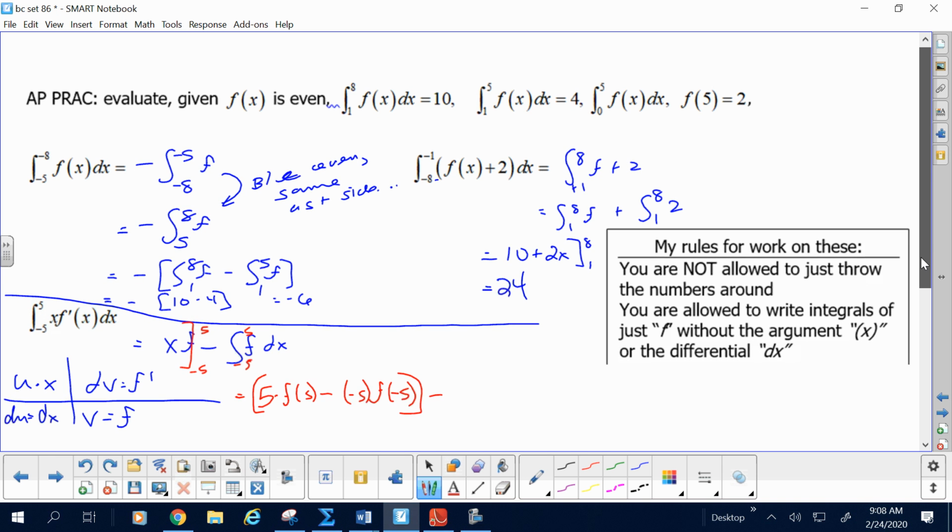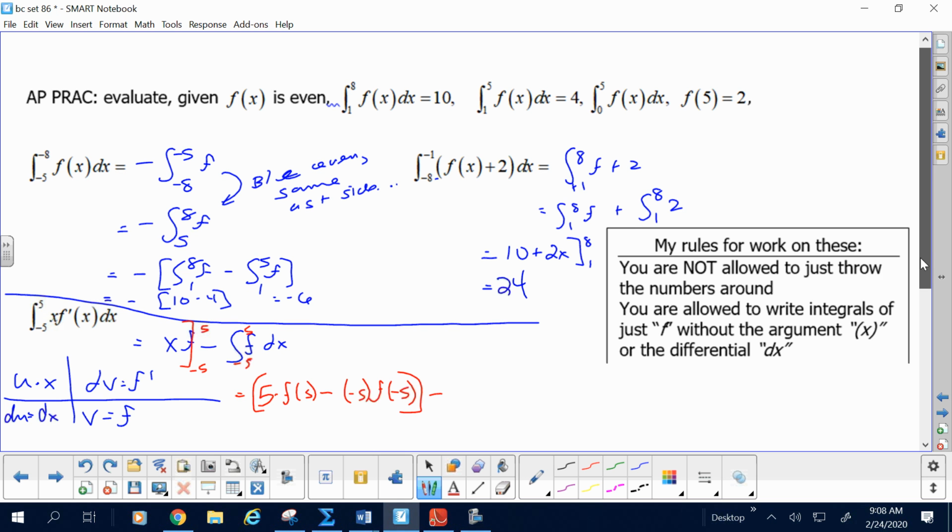Did I not give you that value? Oh, that sucks. It's 2 times the integral from 0 to 5, but I didn't give you 0 to 5. Did I? It's not given, the integral from 0 to 5. Don't we need to know this? Yeah. What was I thinking? If you don't know, how am I supposed to know?